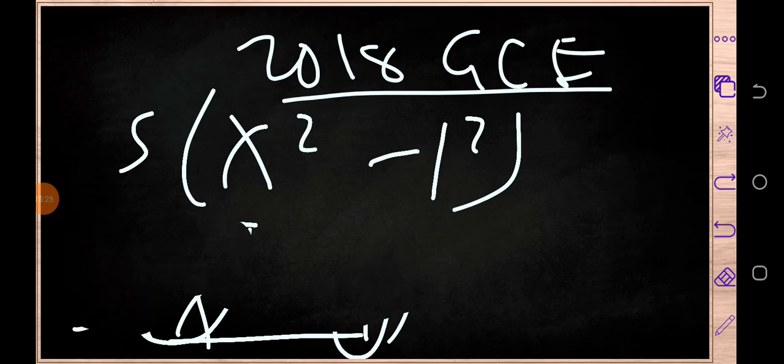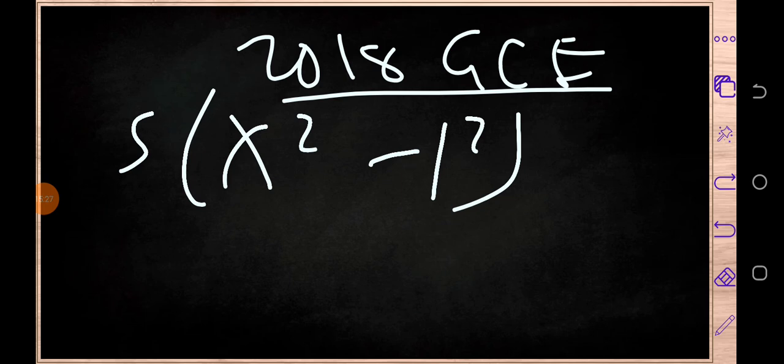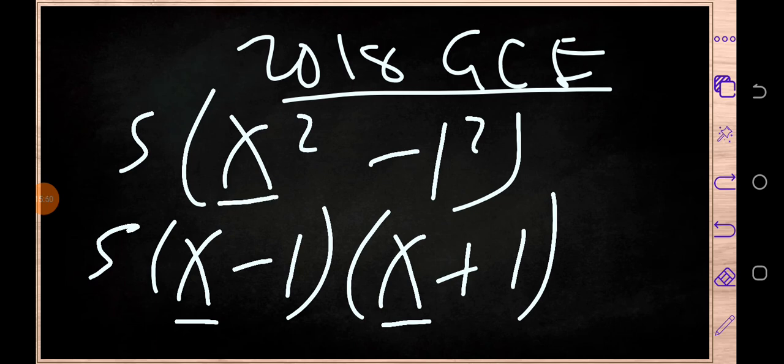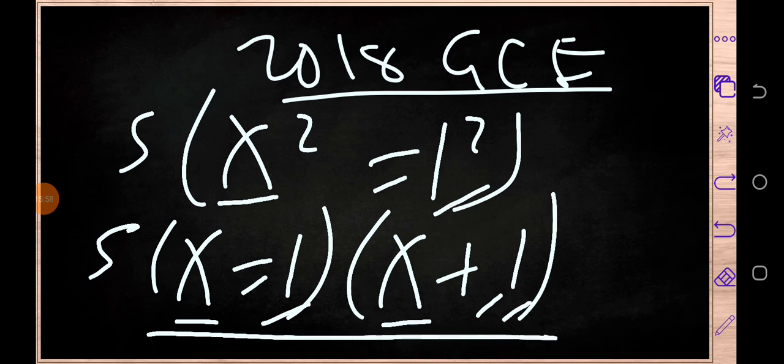Let me just clear this part. So after that, what is the next step? We are going to factorize now using the difference of two squares. So here we are going to have 5 open bracket x minus 1, x plus 1. Okay, so if you multiply this x times this x, it is giving us this. Negative times positive, it is giving us this. 1 times 1, it is giving us this. Hence, we have done with our work. I'm sure and I hope we are getting the concept.